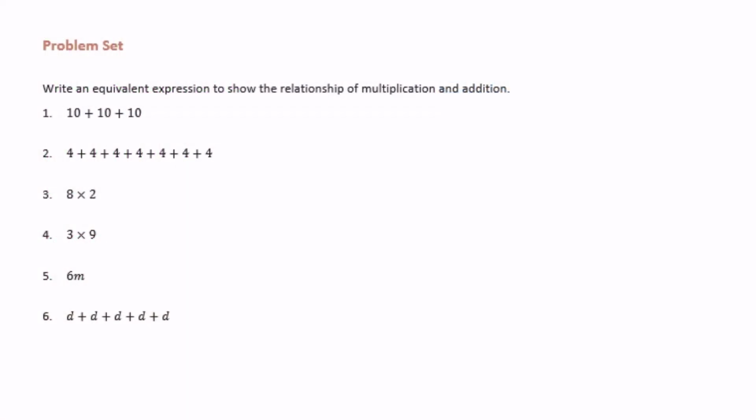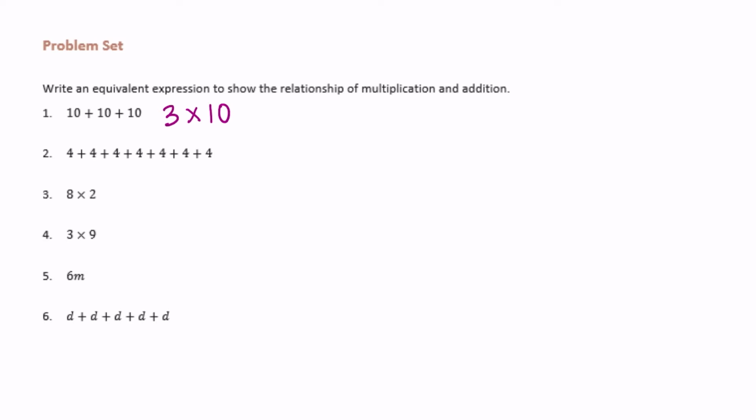Sixth grade, module 4, lesson 3, problem set. Write an equivalent expression to show the relationship of multiplication and division. In addition, 10 plus 10 plus 10. So we have three groups of 10, which would be 3 times 10.